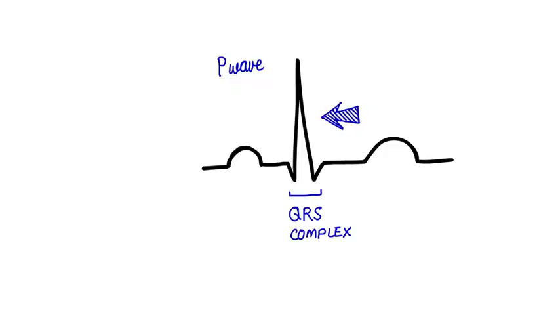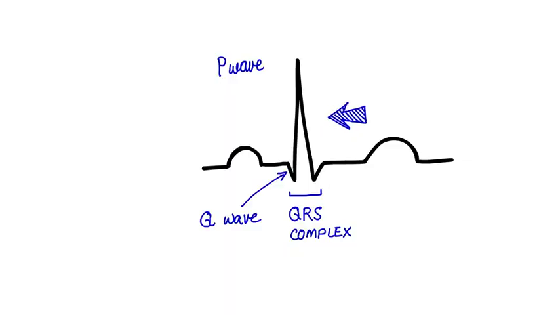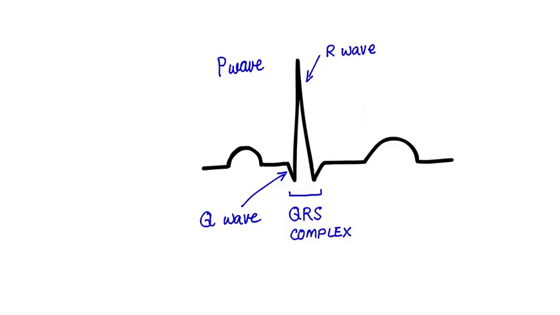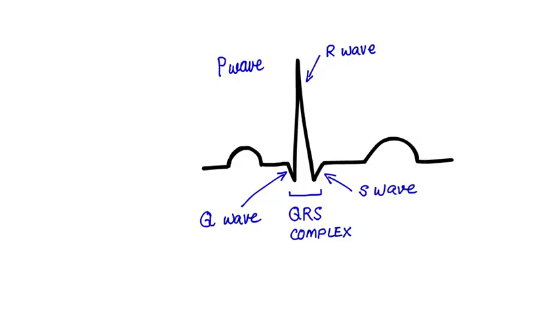QRS complex is the ventricular depolarization. It is the second set of waves in the EKG. It includes Q wave, which, when present, is the ventricular septal depolarization. Now it is not necessary to see it all the time. R wave is the ventricular depolarization. S wave is the depolarization of the Purkinje fibers.